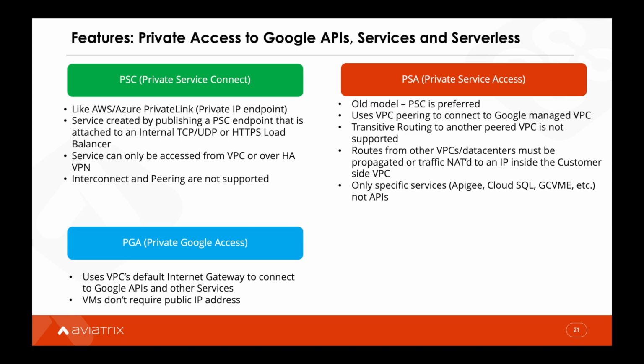The third option is called PGA, Private Google Access. It uses the default internet gateway to connect to Google APIs and Google services, but it does not require the virtual machine to be sitting on a public IP. So they use a special mechanism to connect to the Google APIs and other services using the default internet gateway, but without requiring a public IP address assigned to your virtual machine.